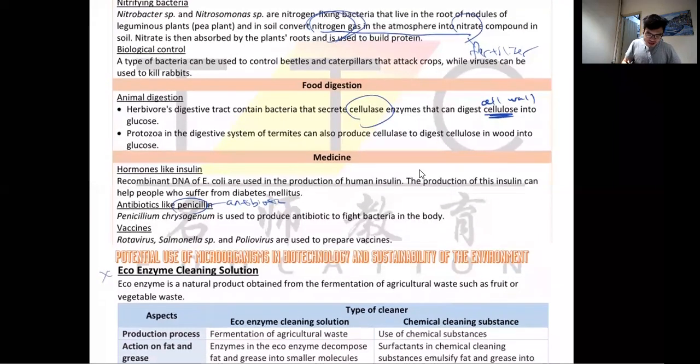Okay, so medicine. We use these to produce insulin and penicillin and vaccines. Most of your medicines are produced by these things.